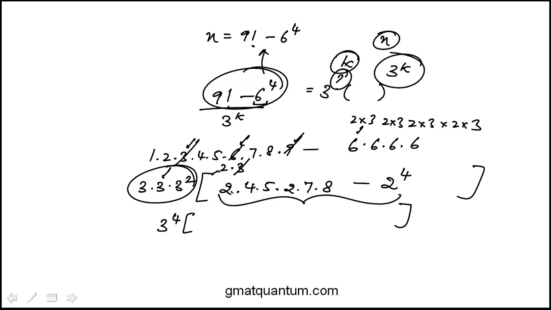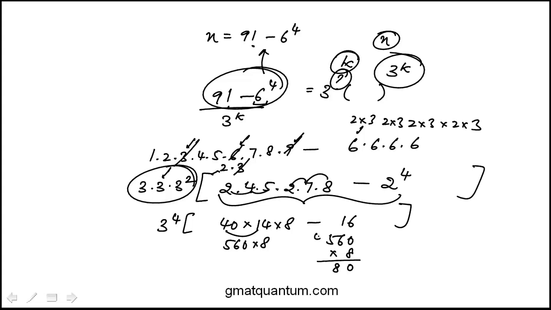So 8 times 5, 40. And then this is 14 times 8, and that's 16. So 14 times 4 is 56. 560 times 8 is 4480, minus 16. So that's 4464, I guess.